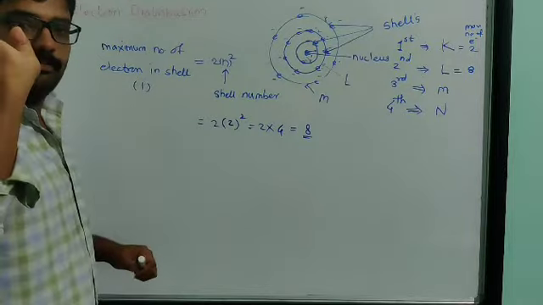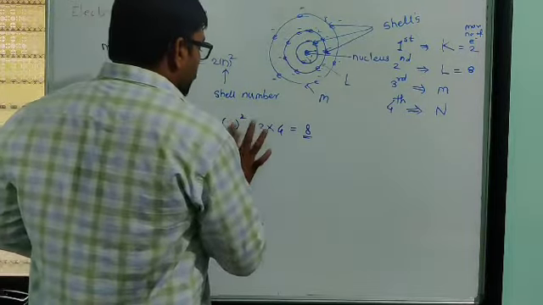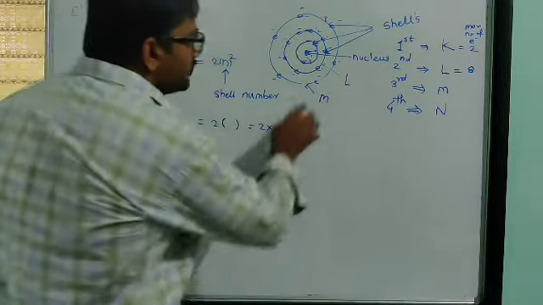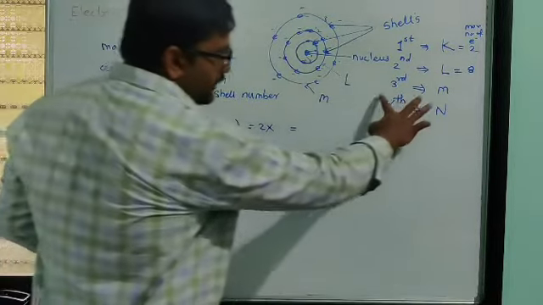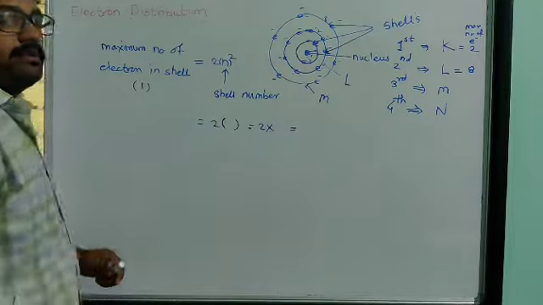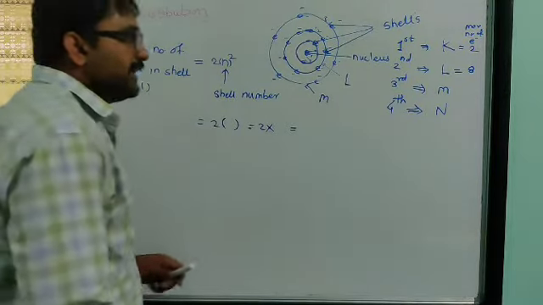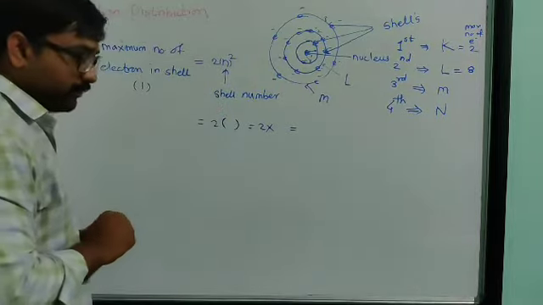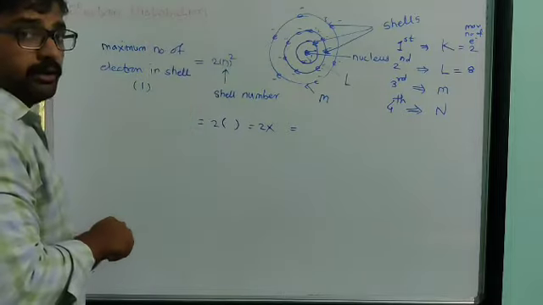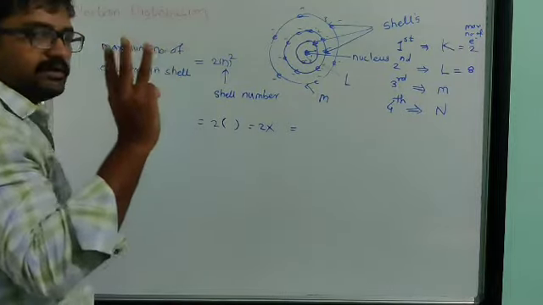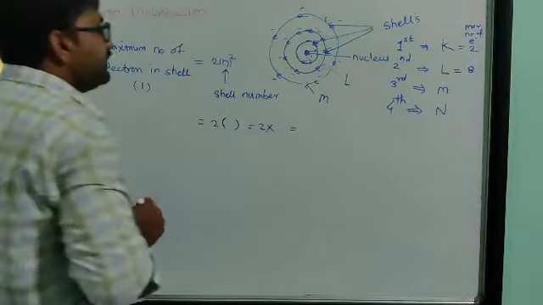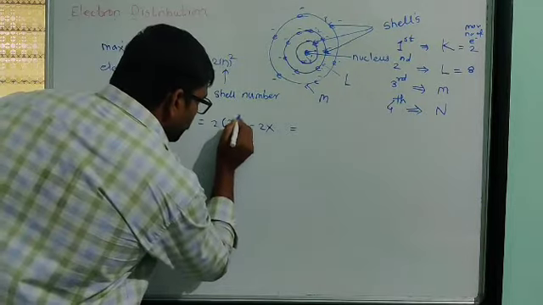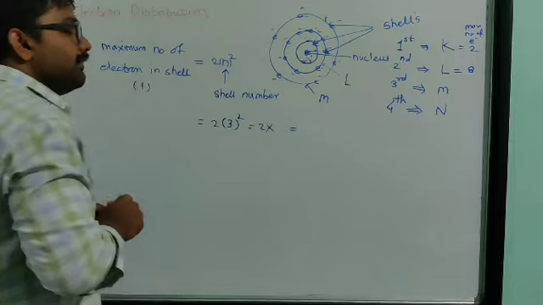In the same way, we find the maximum number of electrons that can stay in the third shell. The third shell we name the M shell. So in the M shell, how many maximum electrons can stay, we have to find out now. We use the formula 2n square, where n is the shell number. The shell number for the M shell is 3, so instead of n we put 3.